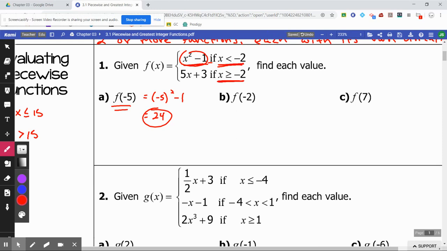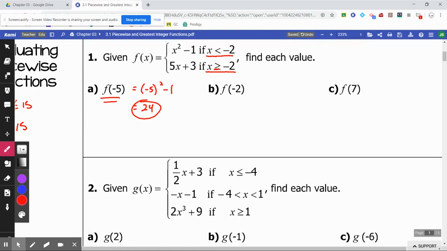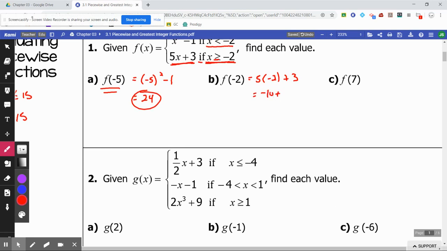To find f of -2. Now, that one's a little bit tougher because where does -2 fall? This one's smaller than -2. This one is greater than or equal to. Notice the "or equal to" here. So therefore, we're going to use this part. We use this function if we're greater than or equal to -2. So we're going to do 5 times -2 plus 3. We're going to take out the x, plug in -2. That gives me -10 plus 3, which is -7.